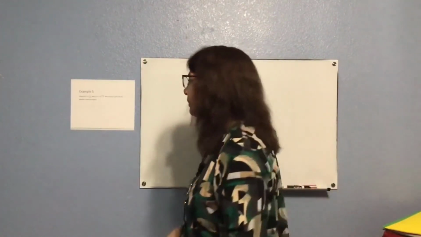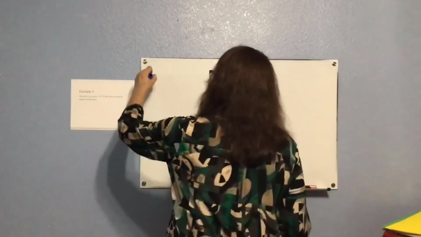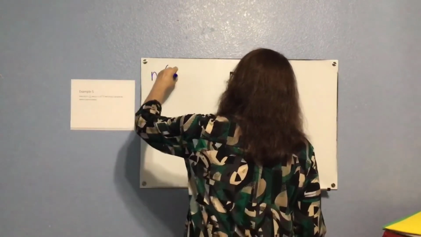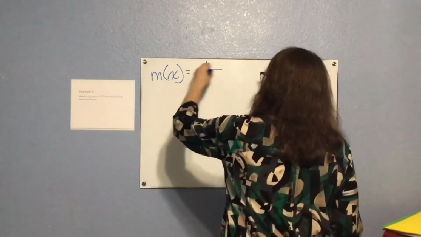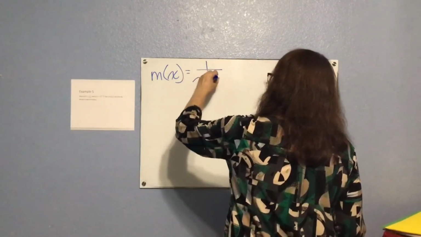In this example, we'll be working with two functions that both have their own domain restrictions and compose a function and also determine the domain of that composed function. So let's start with m of x equals 1 over x minus 5.